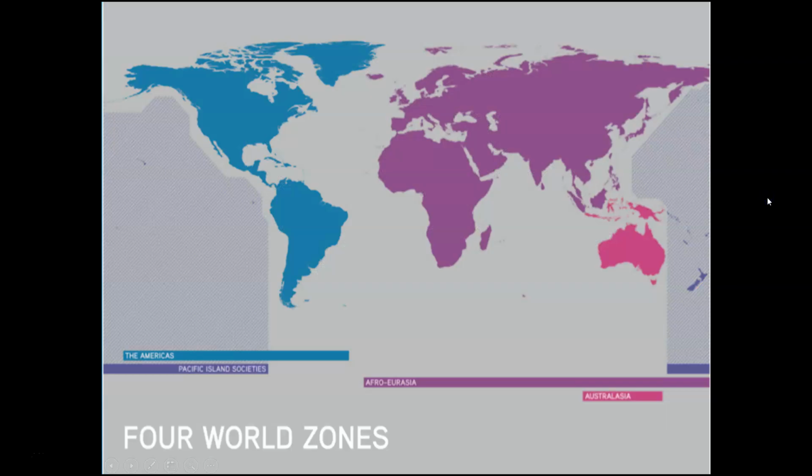Now, more mid-range are the 4 world zones. Now, this purple is called Afro-Eurasia, Africa, Europe, Asia. This is where most of the action happened. They had all of the advantages in terms of where civilization began, in terms of Mesopotamia and ancient Egypt, and along the Yellow River in China, and along the Indus River. This is where civilization began.